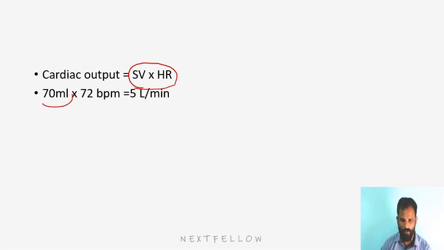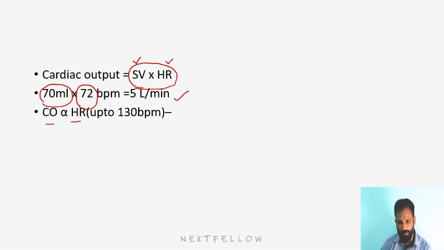70 ml is the stroke volume and how many beats? 72 beats per minute. So the heart pumps around 5 liters per minute. So here we can see that there are two factors: one is stroke volume and the other is heart rate. Now we'll see. Cardiac output is directly proportional to heart rate up to a rate of 130 beats per minute, because beyond that, the ventricular filling is compromised, which reduces the output.